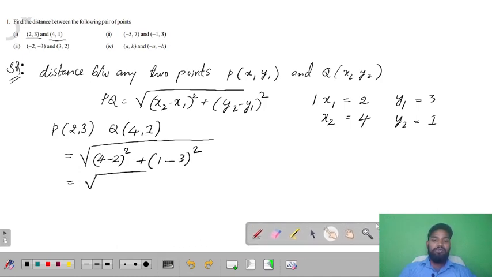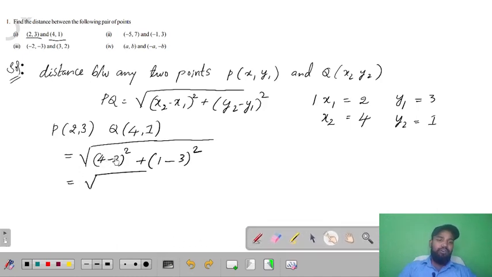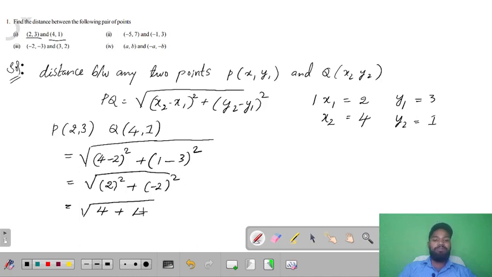So 4 minus 2 is 2. 2 whole square plus 1 minus 3 is nothing but minus 2, minus 2 whole square. That is equal to the square root of 2 square, which is 4, plus (minus 2) whole square, which is 4. So 4 plus 4 is 8. Square root of 8 is the PQ distance.